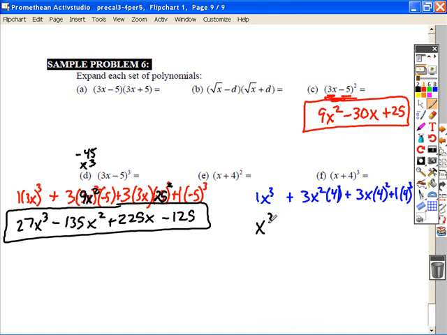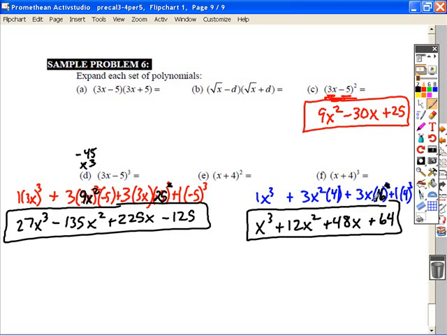So you have your x cubed as your lone term to start. There's nothing to simplify here, so 4 times 3 gives you 12 x squared. Here the 4 squared is a 16. 16 times 3 is 48 x. And then 4 cubed is 64. Again, all the signs are positives. And that would be your simplified form. All right. Questions on this?